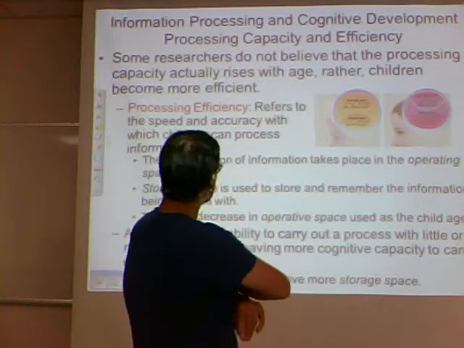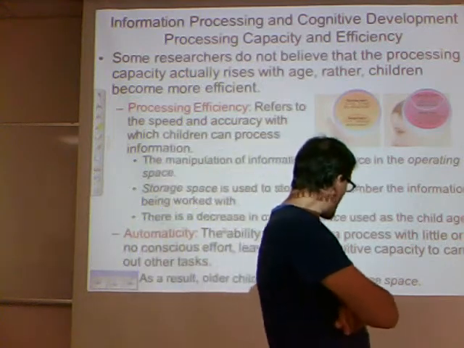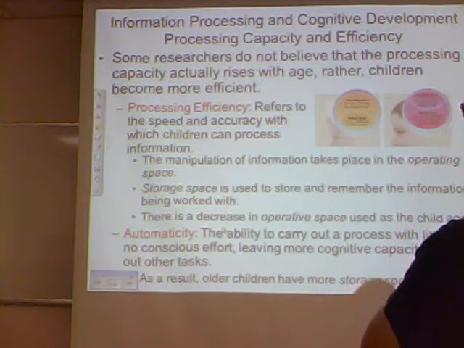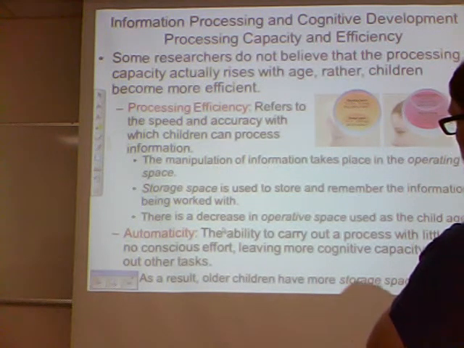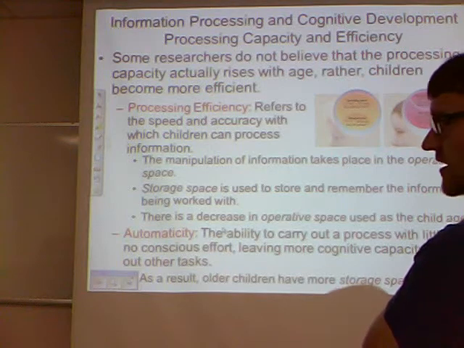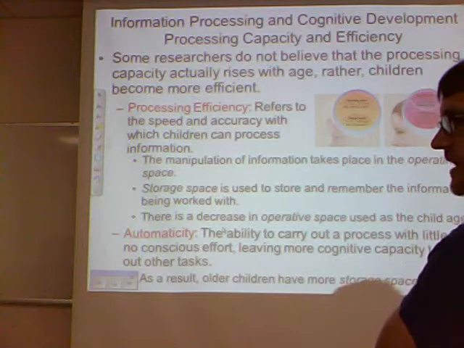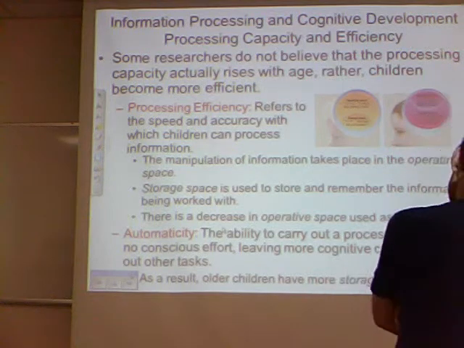There's all of these things, but I'll give you a good example here. And in fact, let me define automaticity first. The ability to carry out a process with little or no conscious effort, leaving more cognitive capacity to carry out other tasks. Older children have more stored space simply because things become automatic. Let me describe this for you.